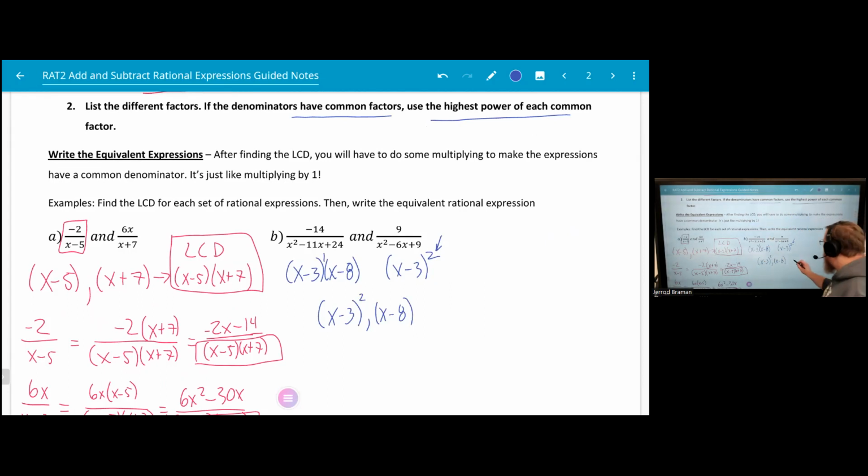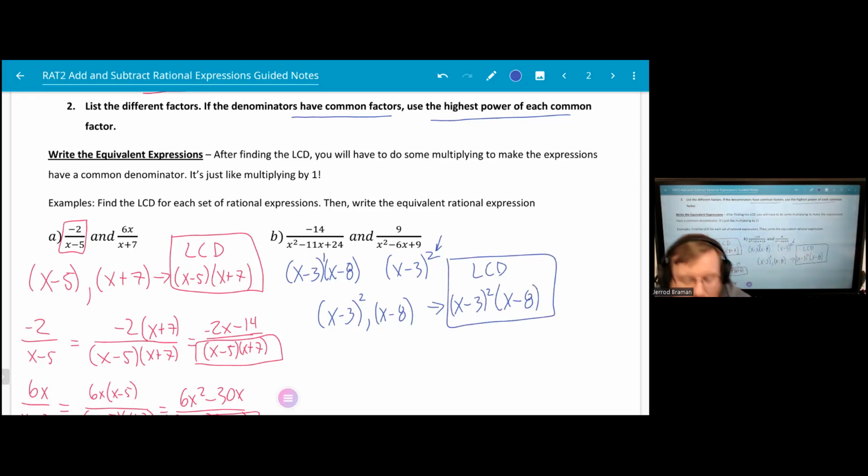So our LCD, if we multiply these things together, we end up with (x minus 3) squared times (x minus 8). This is our liquid crystal display. Sorry, least common denominator. That's our LCD. Now we got to figure out what we got to multiply our rational expressions by to get that common denominator.